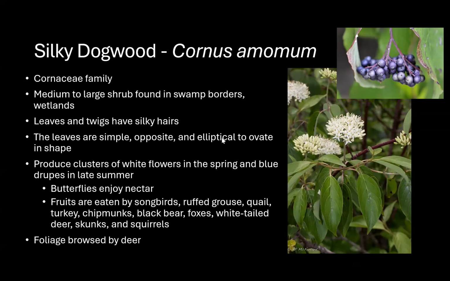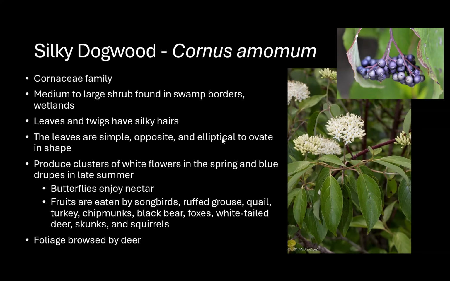So silky dogwood. We're talking about a dogwood shrub, okay? We have plenty of dogwood shrubs and trees. We're going to focus on silky dogwood. This is a medium to large shrub. A lot of times we're going to find silky dogwood in more moist conditions, along swamps and in wetlands. It's a good wetland plant. You can tell it's a silky dogwood compared to other dogwoods because it has these little fine silky hairs along the leaves and the twigs.